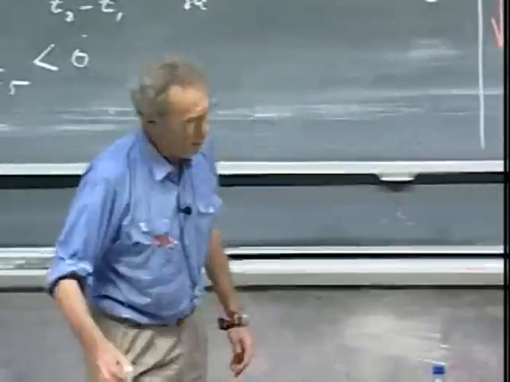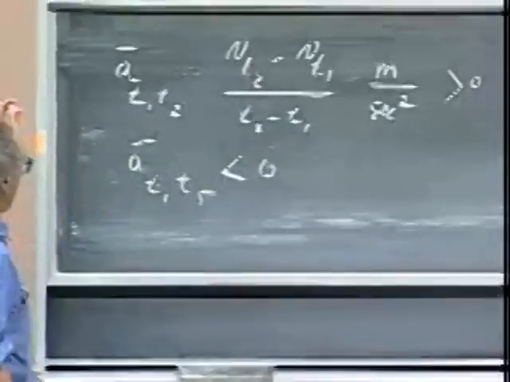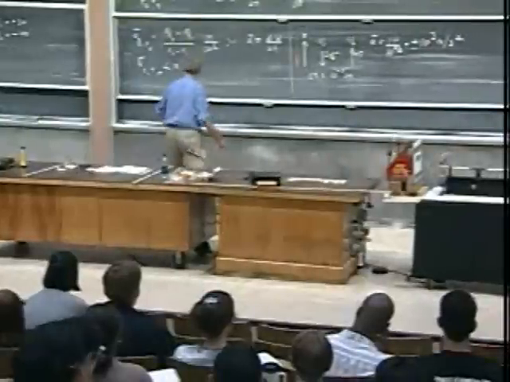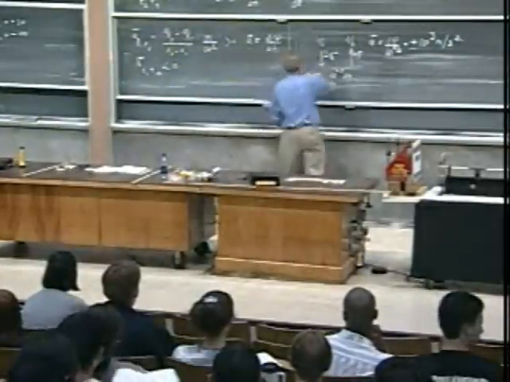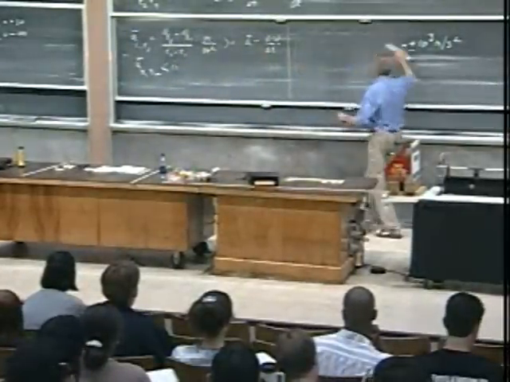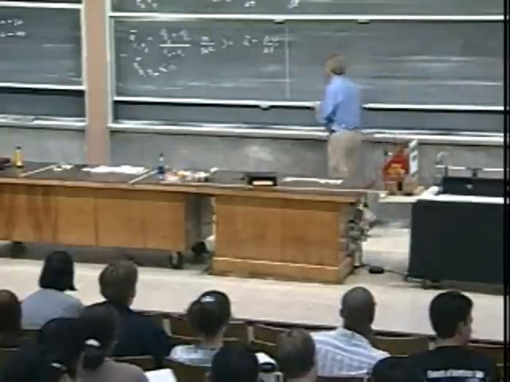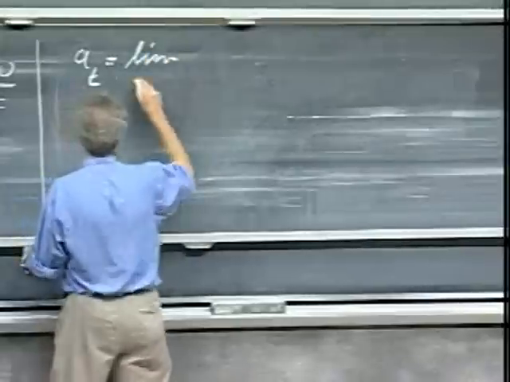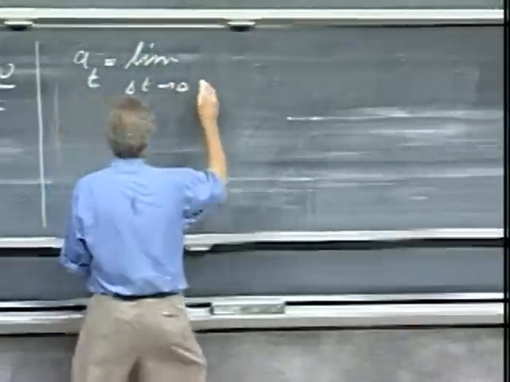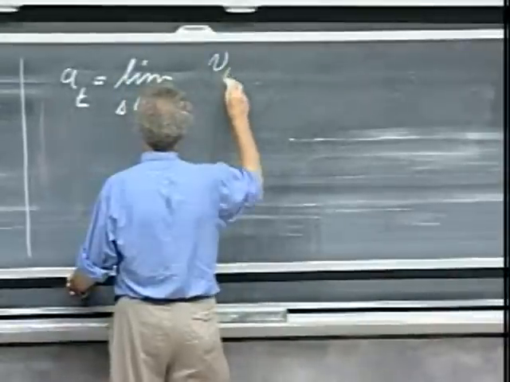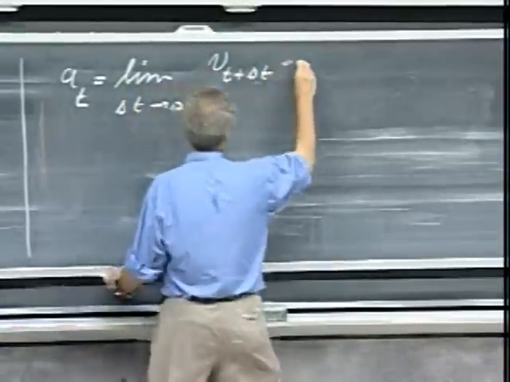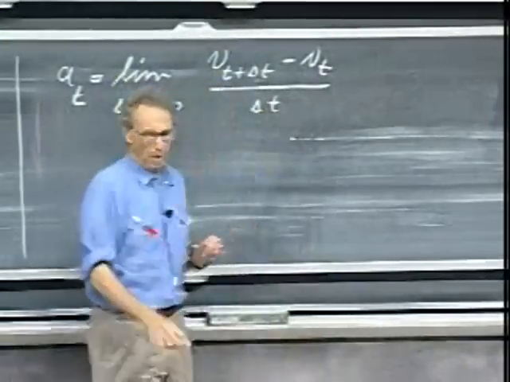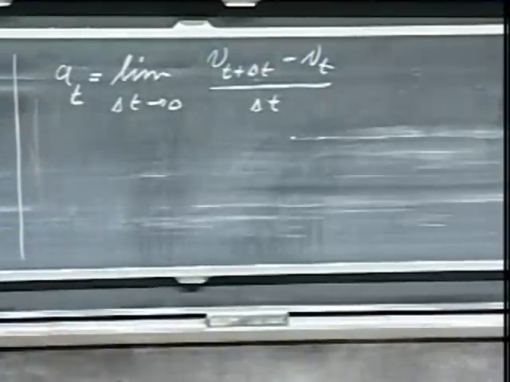We now want to make one last step from average acceleration. We want to go to the acceleration at any moment in time, just the way we did that with velocity. And that now is a natural step. The acceleration at any moment in time will be the limit for delta t goes to 0 of v measured at t plus delta t minus v(t), divided by delta t. So that is the instantaneous acceleration.